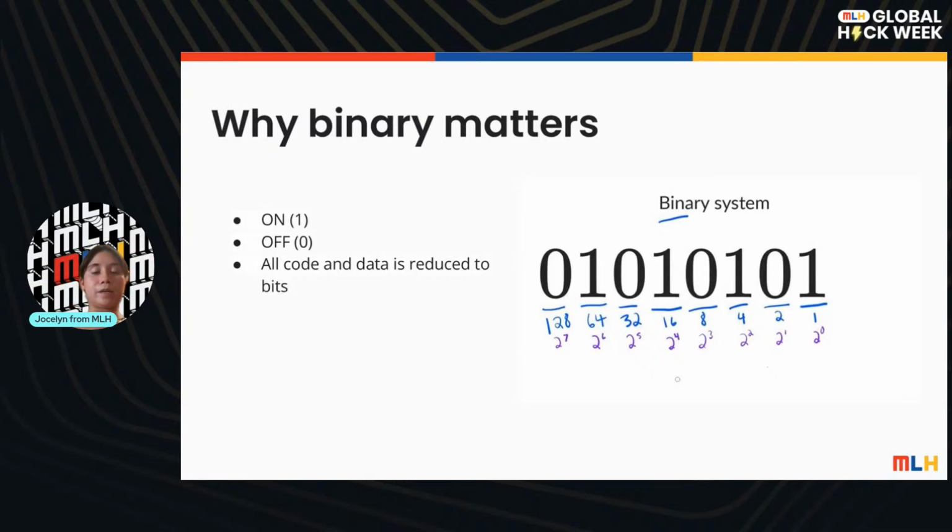Any 8 bits is equal to 1 byte, which is the more standard notation that we use when talking about storage. So you can talk about 32 gigabytes of storage, or megabytes or terabytes. We're not going to say something like 142,000 bits, because that's a whole lot of things. But yeah, binary: on is equal to 1, off is equal to 0. That's a basic representation that anyone can understand. And why does it matter? Because all the code and data is reduced to bits.